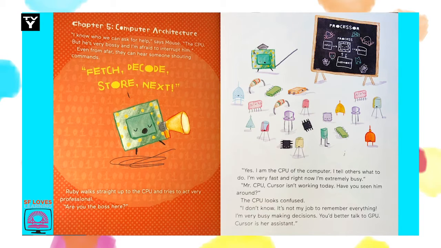Are you the boss here? Yes, I am the CPU of the computer. I tell others what to do. I am very fast and right now I'm extremely busy. Mr. CPU, Cursor isn't working today. Have you seen him around? The CPU looks confused. I don't know. It's not my job to remember everything. I'm very busy making decisions. You better talk to GPU. Cursor is her assistant.